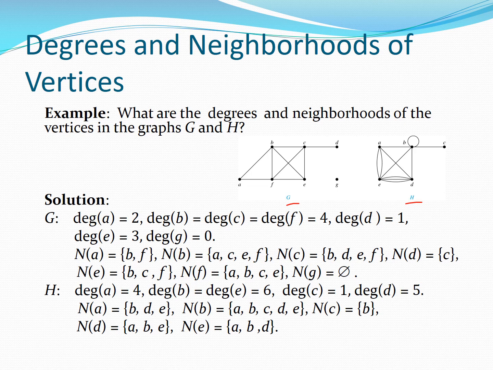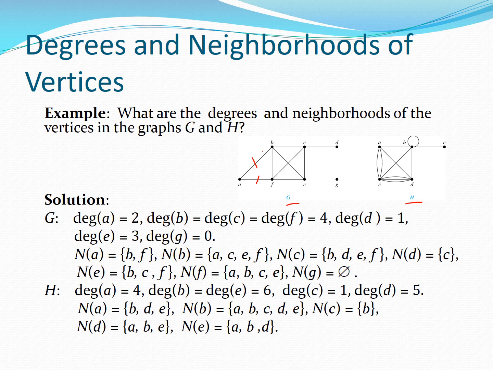So how many edges are connected to A? You have 2 edges here, right? So the degree of A is 2. So what about B? How many edges are connected to B? You have 1 here, all right?